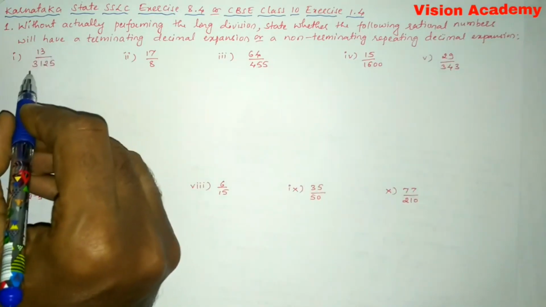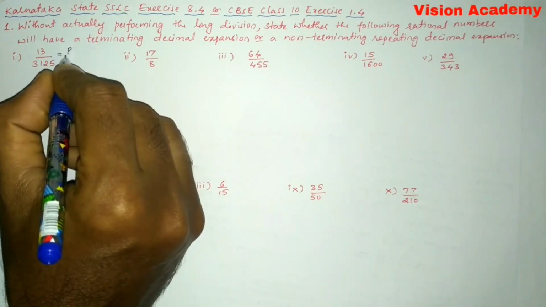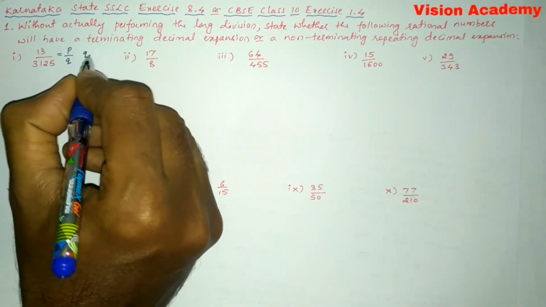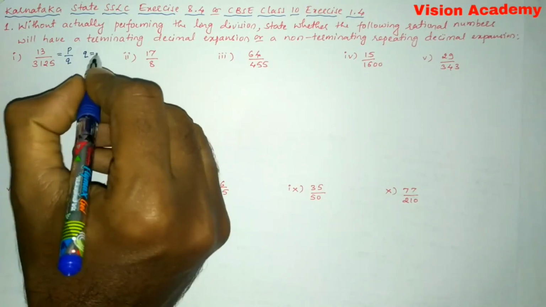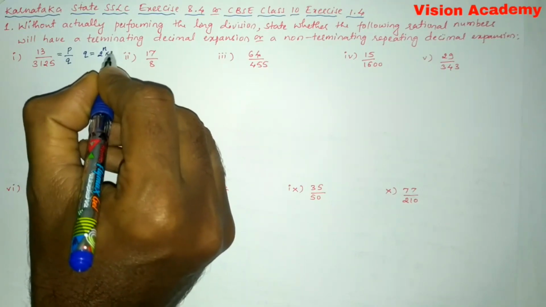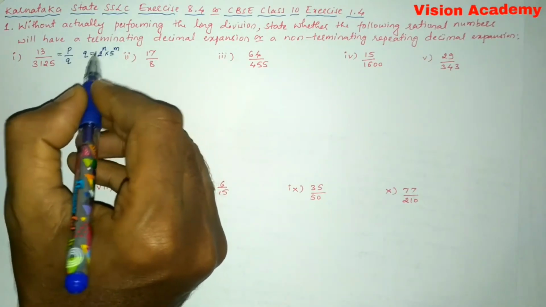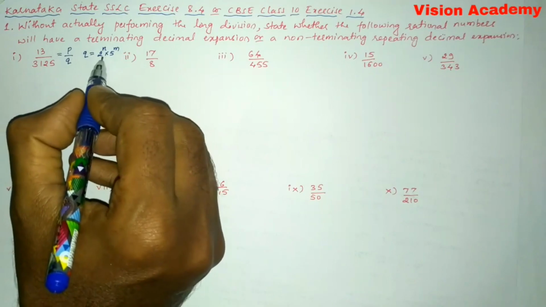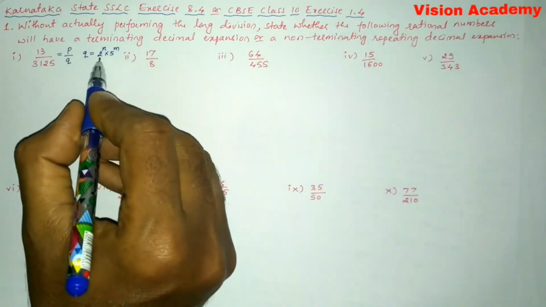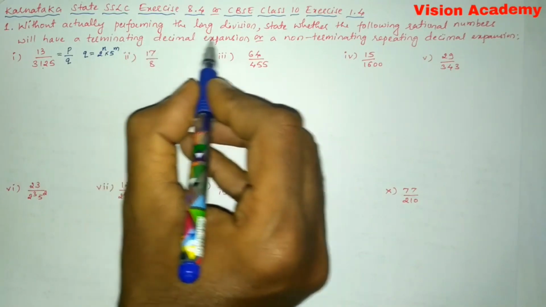So Roman number 1, 13 divided by 3125. So let us take the numerator as P and the denominator as Q. Here there is a condition. Q, that is the denominator, should have the form 2 to the power n into 5 to the power m, where n and m are any positive integers. If it is not in this form, then it is a non-terminating repeating decimal expansion. If the denominator, that is Q, is in this form, then it is a terminating decimal expansion.